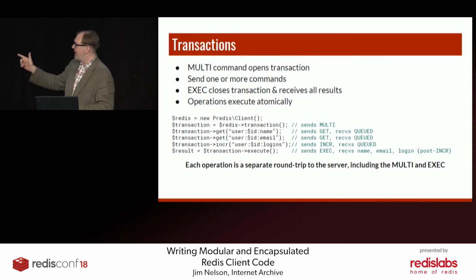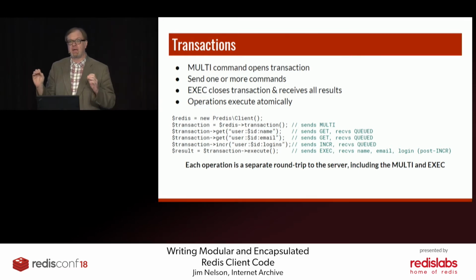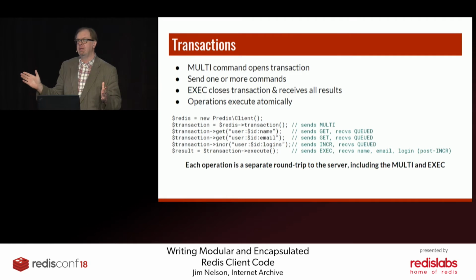So here, the transaction is get, increment, and each of them are being queued up on the server, and then there's an execute where they all execute at once. And the difference between this and the pipeline isn't just the round trips, it's also that they happen atomically. The data can't change in between any of these two commands.